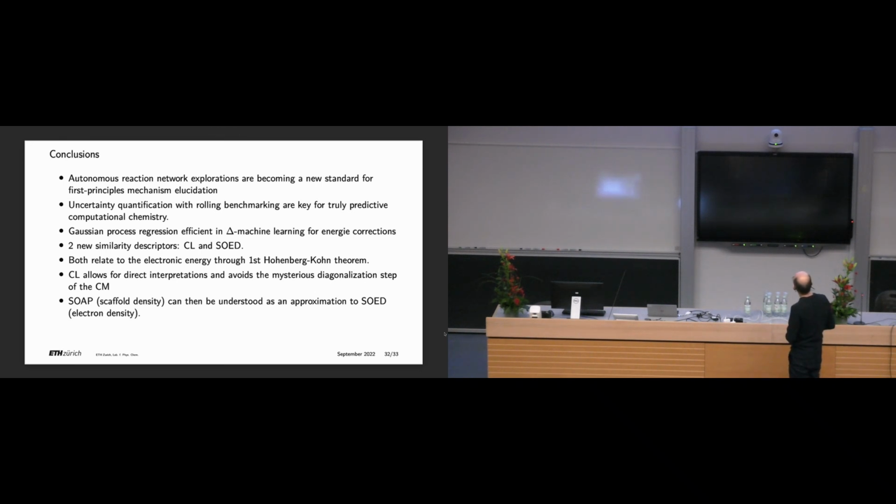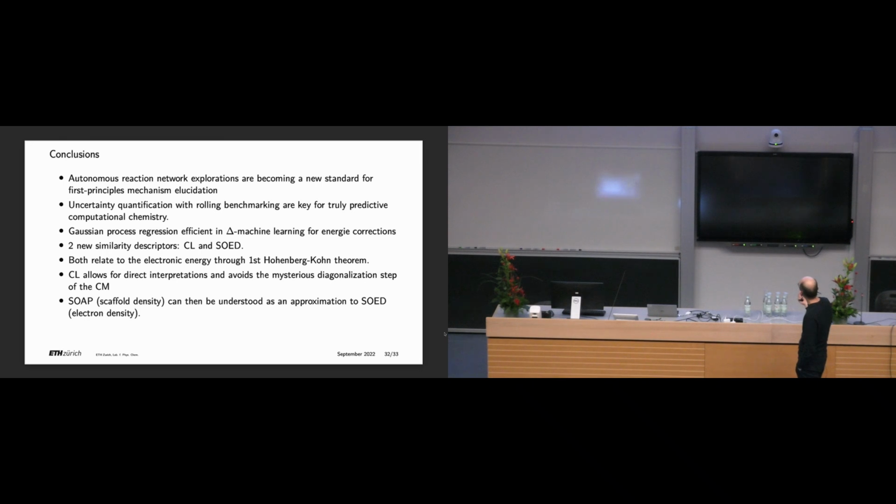This brings me to my conclusions. I have told you today about how we explore vast reaction networks in a fully automated manner. So we have automated procedures that are driven by automated meta programs in a fully autonomous way. We do have uncertainty quantification, and need uncertainty quantification, in order to understand how good the data is, or what kind of chemical conclusions can reliably be drawn from the data. And we do this with rolling benchmarking.